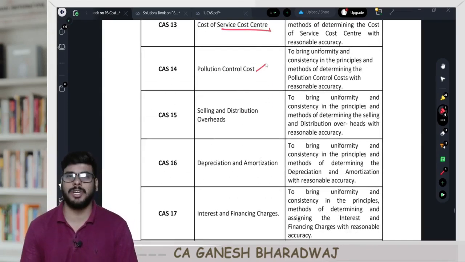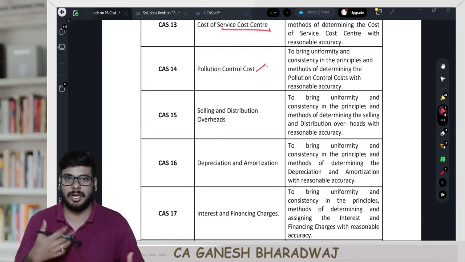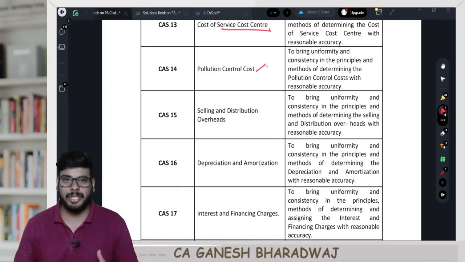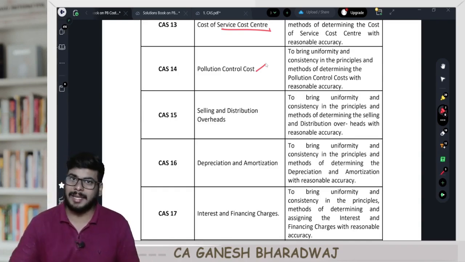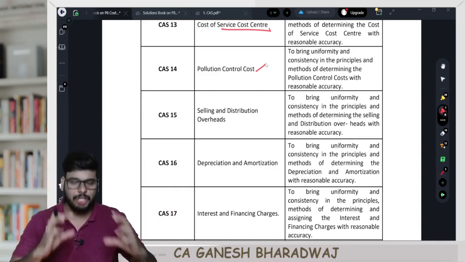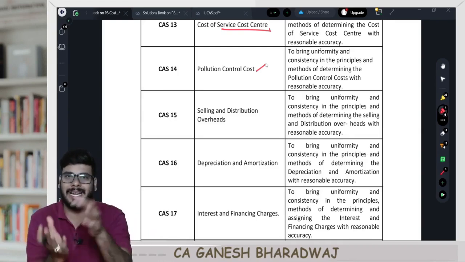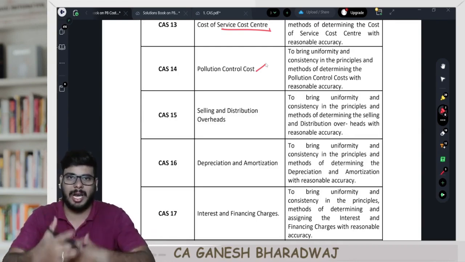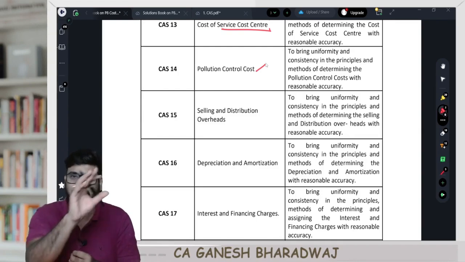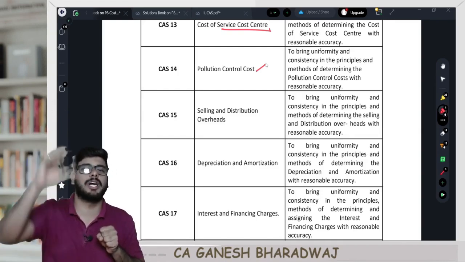Pollution control cost. What is it? If you're running a factory, you're definitely going to pollute. When you're converting RM into FG, you'll be using a lot of fuel, and that in turn will pollute the environment. You can't just give away the pollution just like that. You need to install pollution control equipment, and it will treat all the harmful gases, and only the balance that can be let out in the atmosphere will be let out.